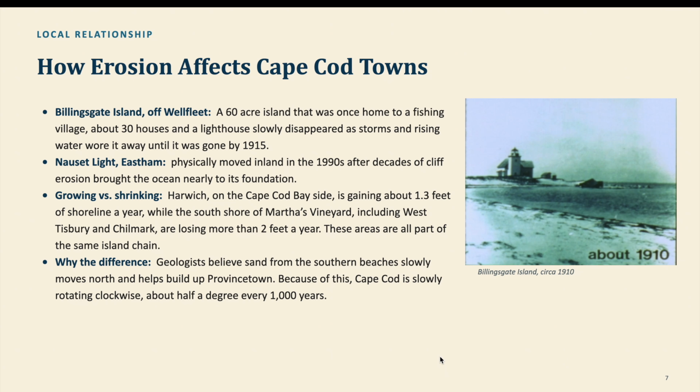Growing versus shrinking. Harwich on the Cape Cod Bay side is gaining about 1.3 feet of shoreline a year, while the south shore of Martha's Vineyard, including West Tisbury and Chilmark, is losing more than 2 feet a year. These areas are all part of the same island chain. Why the difference? Geologists believe sand from the southern beaches slowly moves north and helps build up Provincetown. Because of this, Cape Cod is slowly rotating clockwise about half a degree every 1,000 years.